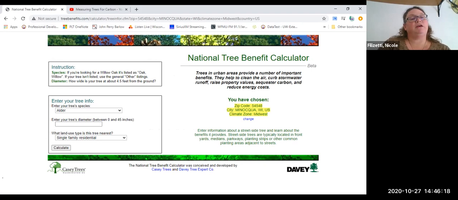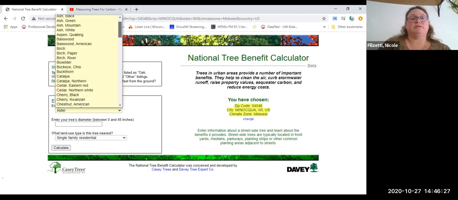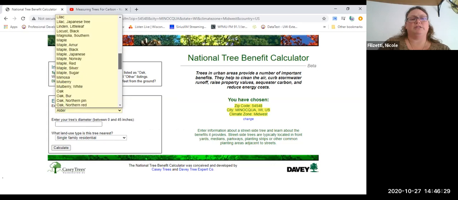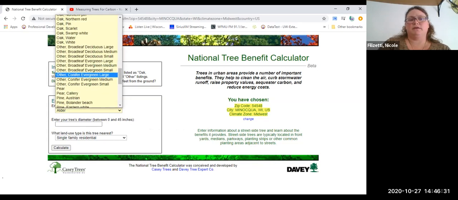And if you remember from the video, I said that even if you don't remember or don't know what kind of tree you have, that's okay. So if you don't know, you're going to scroll down to the middle where it just has some other categories: broadleaf or deciduous, large, medium, and small. Conifer, large, medium, and small is what you would choose if you don't know what kind of tree you had.